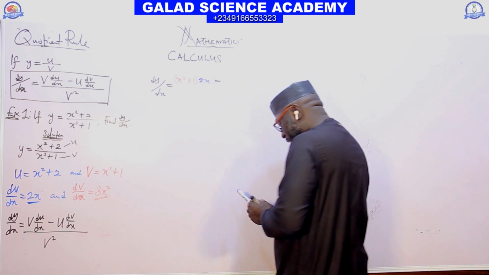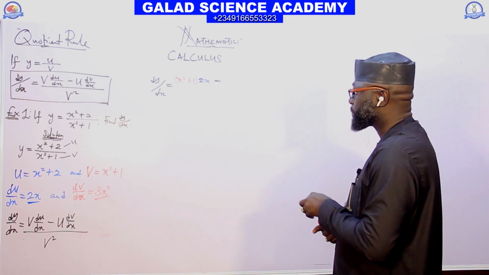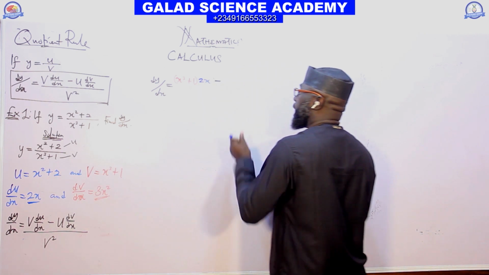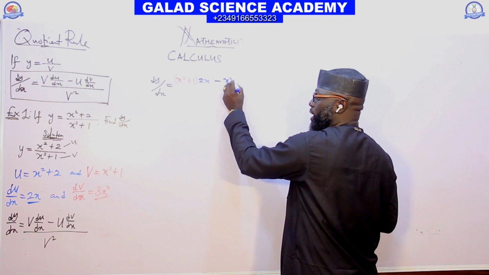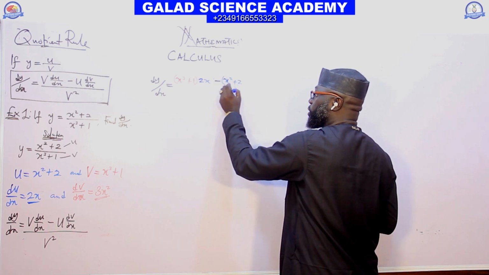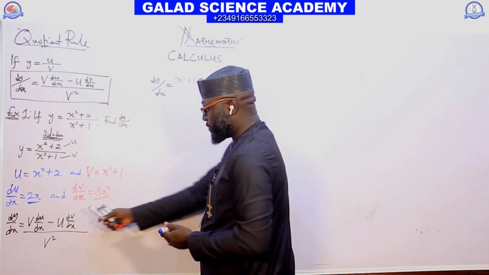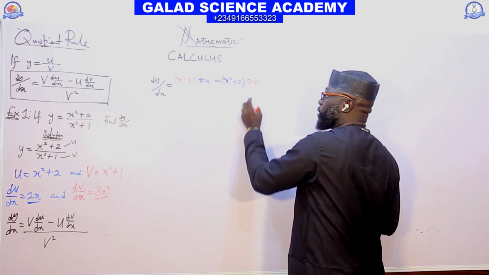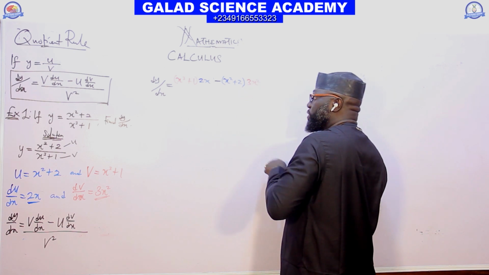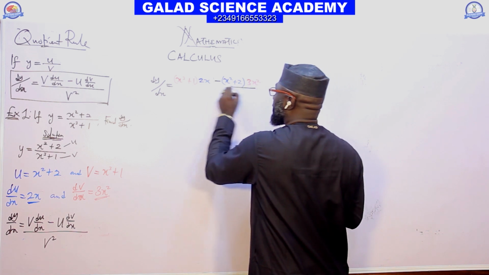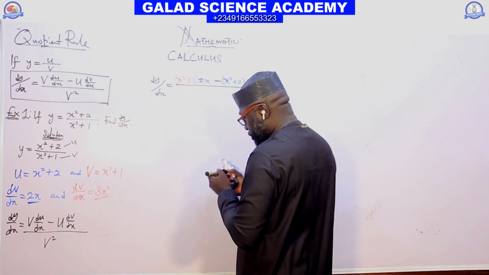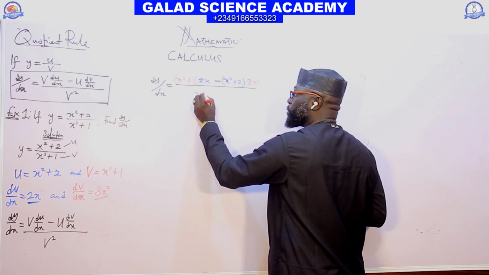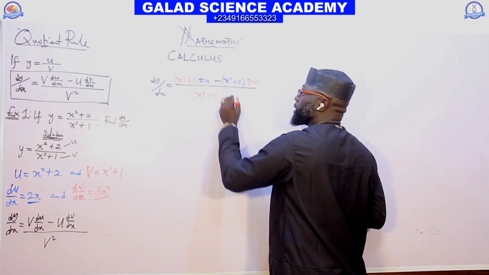And the next thing is we have u. What does u stand for? The u is this, x squared plus 2. That's the value for u. The dv/dx here is 3x squared. So everything over v squared. What is my v squared here? v squared will be x cubed plus 1 squared.